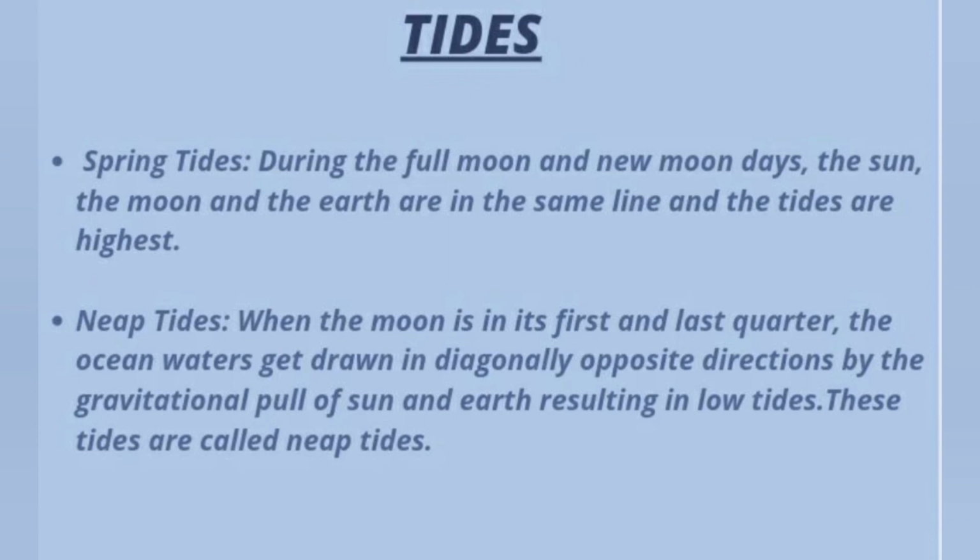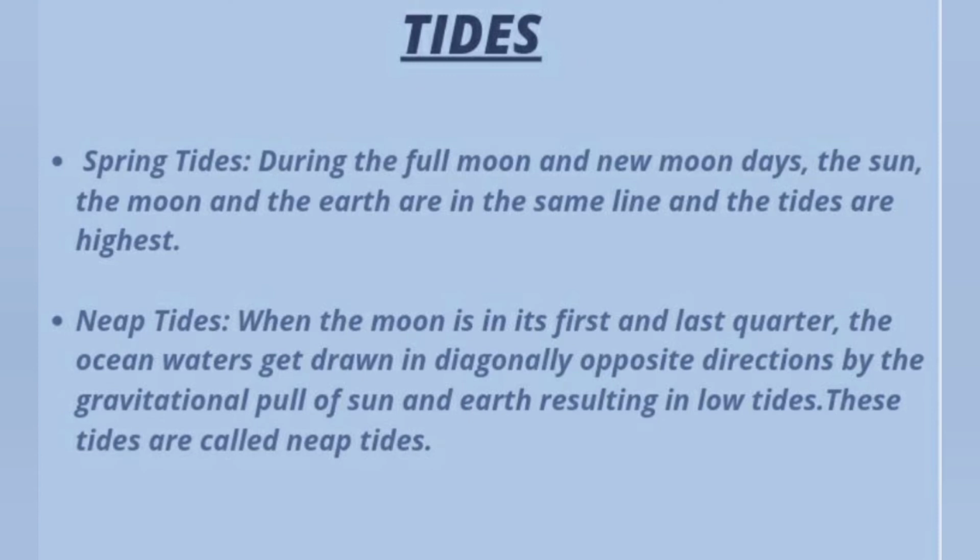And what are neap tides? When the moon is in its first and last quarter, the ocean water gets drawn in diagonally opposite directions by the gravitational pull of the sun and the moon, resulting in low tides, and these tides are called neap tides.